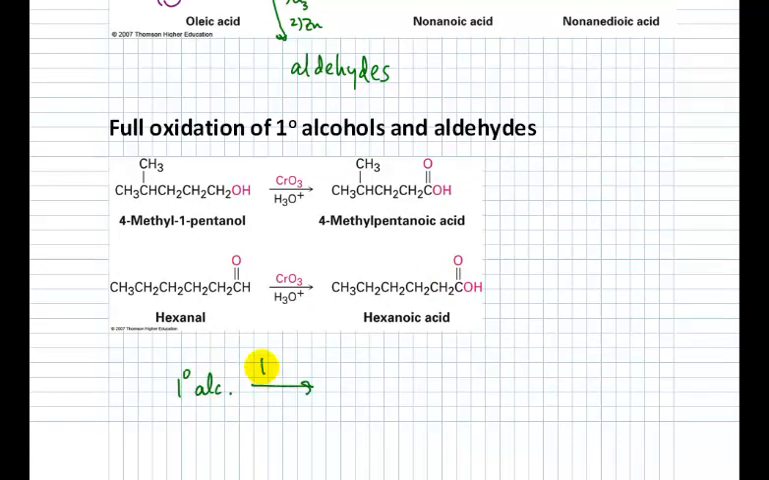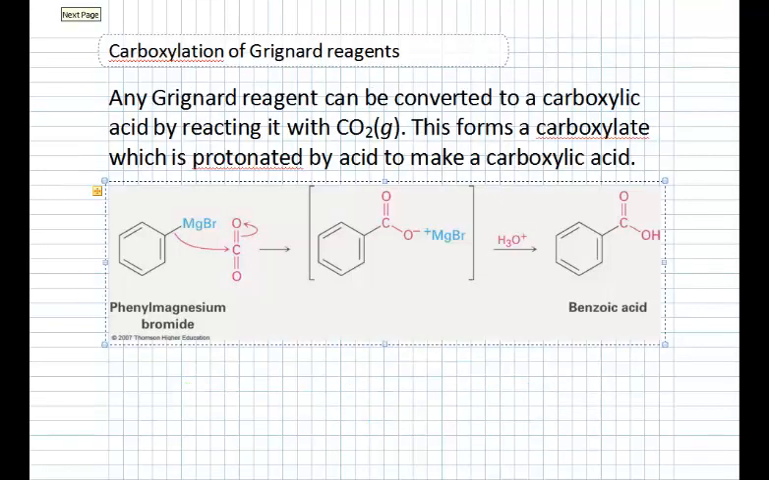we can do PCC, pyridinium chlorochromate, to make an aldehyde, and that aldehyde then can be further oxidized to the carboxylic acid. Okay. No need to do it in 2 steps if you want the carboxylic acid, but in case you want to stop at the aldehyde, you need PCC to do that.